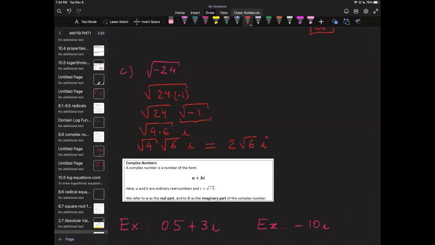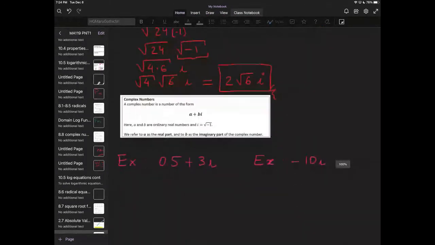The square root of 6 is already simplified. Even though we can rewrite 6 as 2 times 3, there are no perfect squares among 2 and 3, right? They are prime numbers. So it means this is already a simplified form of the answer.